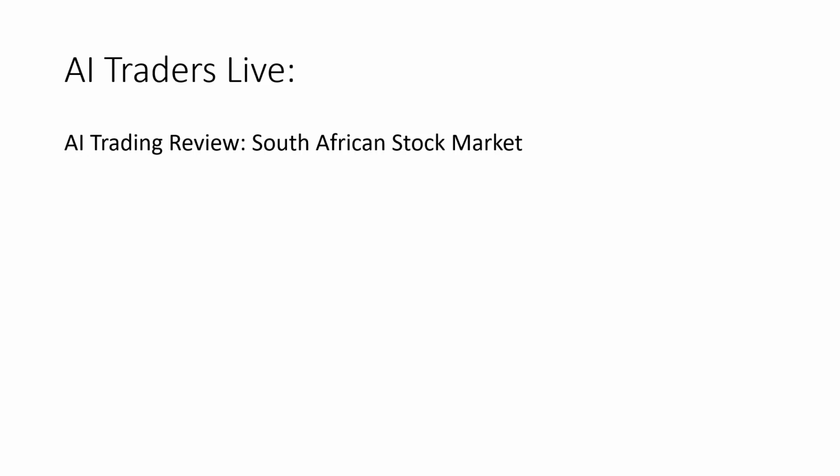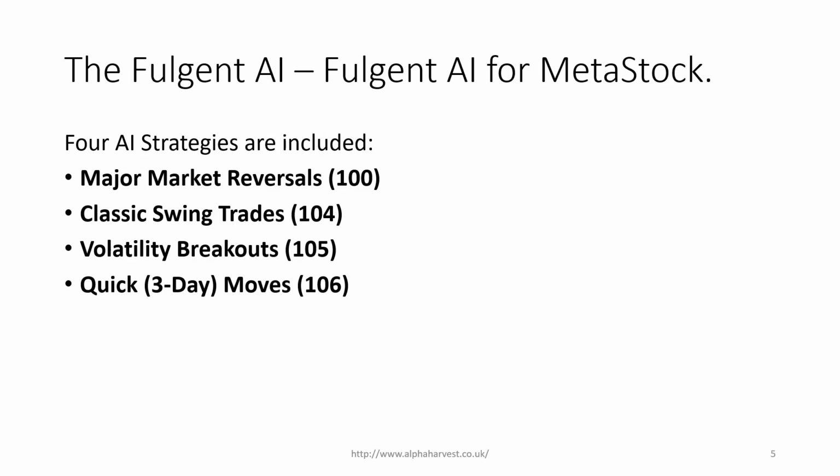For the benefit of my South African trader friends, today's AI Traders Live will be focusing on the South African stock market. I've got about 133 plus stocks in the database that are listed on the JSE, and we'll be scanning these using artificial intelligence to find the next big moves. Now, we use 4 artificial intelligence engines: the major market reversal strategy, classic swing trades, volatility breakouts, and quick 3-day moves. Now, these codes next to them are important because that's the identification number of the AI, so more on that a little bit later.